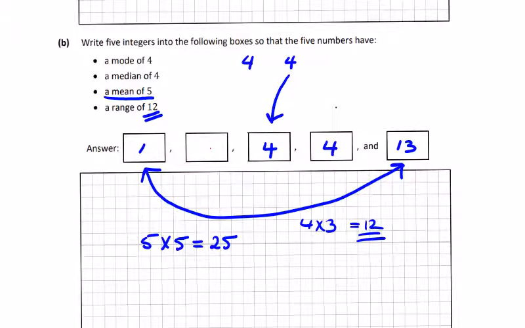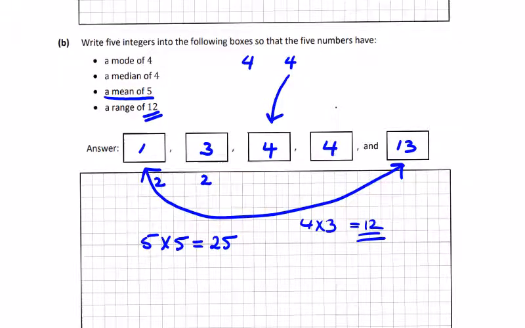So if I change this 4 to a number that's just 1 less, 3, I'm going to get them to add up to 25. And if this number was 2, this number would also have to be 2 to get them to add to 25, and the range would change. So I think this is the only combination possible.